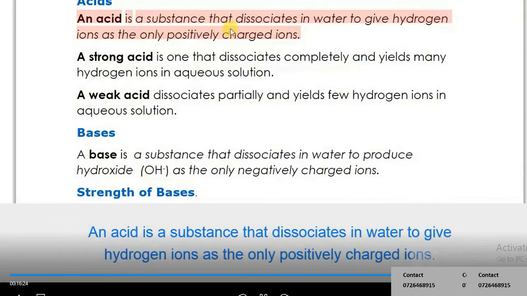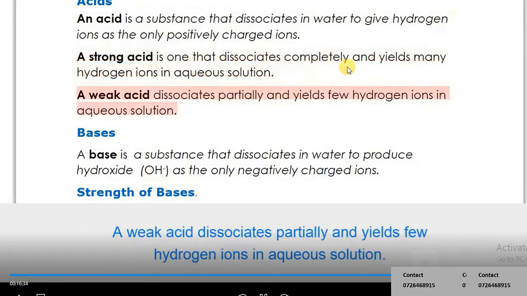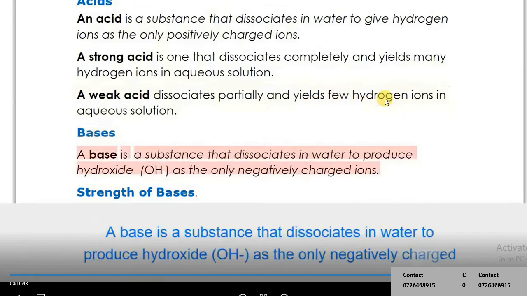Acids. An acid is a substance that dissociates in water to give hydrogen ions as the only positively charged ions. A strong acid is one that dissociates completely and yields many hydrogen ions in aqueous solution. A weak acid dissociates partially and yields few hydrogen ions in aqueous solution.